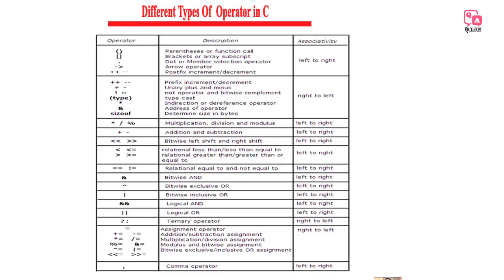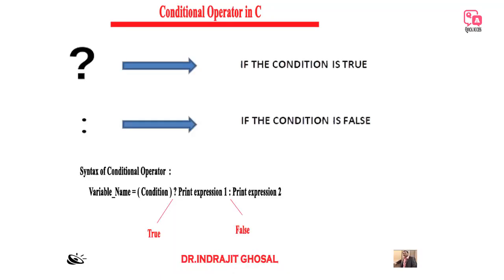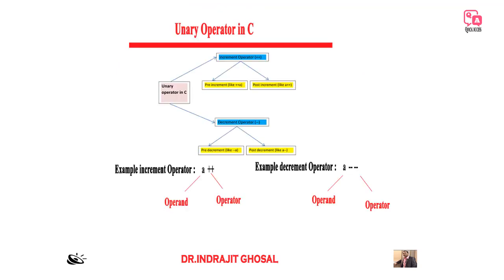Before starting this session, I'm telling one thing. As we know, there are different types of operators in the C programming language, but as I have already told you, the conditional operator is very important when you have to check conditions. And today I'm talking about the unary operator, or you can say the increment and decrement operator in the C programming language.